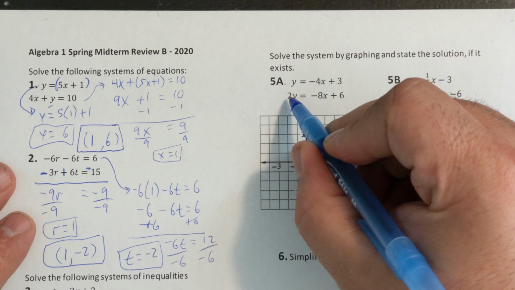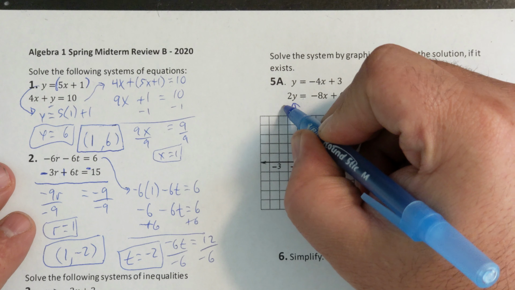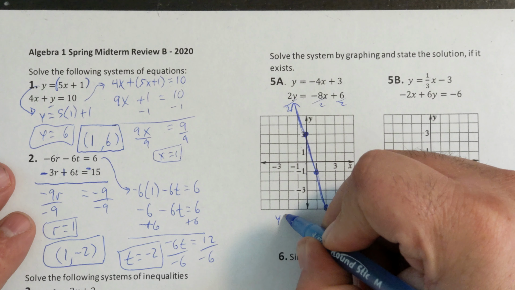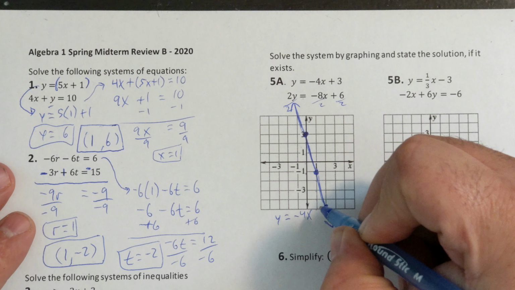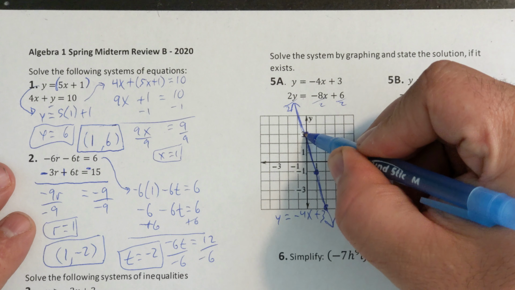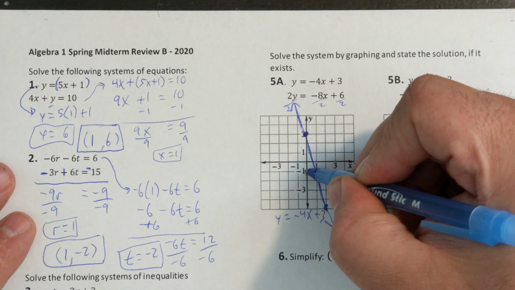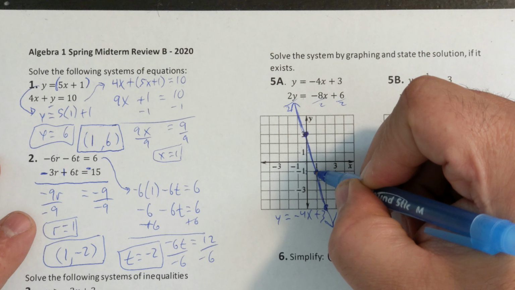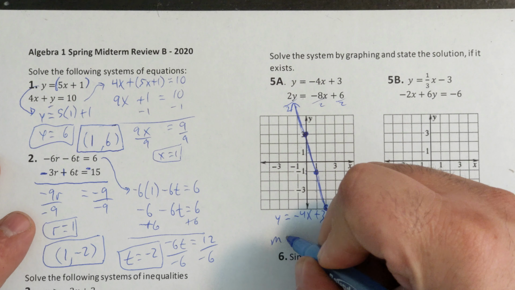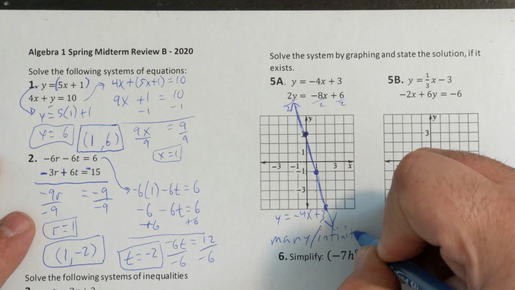The other line, you're going to want to divide by 2 to get the slope-intercept form. So if you divide by 2, divide by 2, and divide by 2, you're going to end up with y equals negative 4x plus 3, which is going to start 1, 2, 3 right here in the same spot. You're going to go down 1, 2, 3, 4, and then you're going to go 1 to the right, and you're at the same spot again. And that means that this is the same line twice. So it could be many solutions, or it could be infinite solutions.